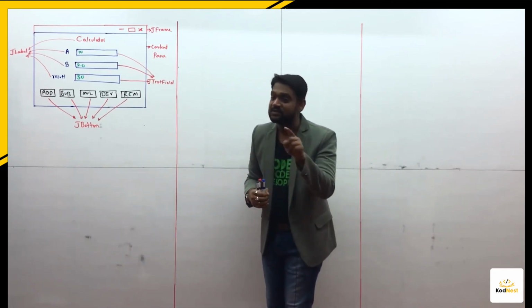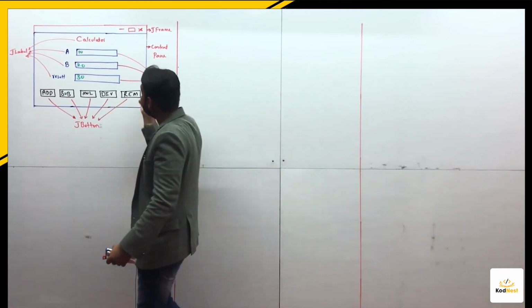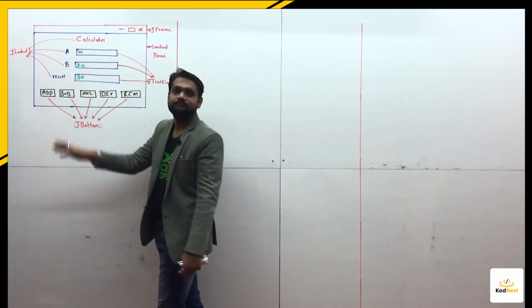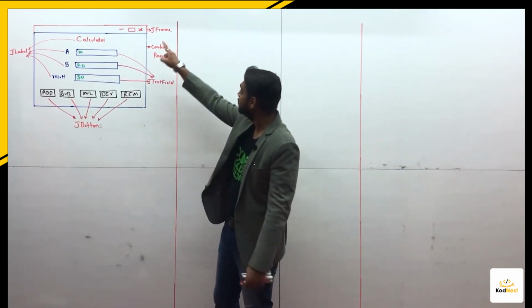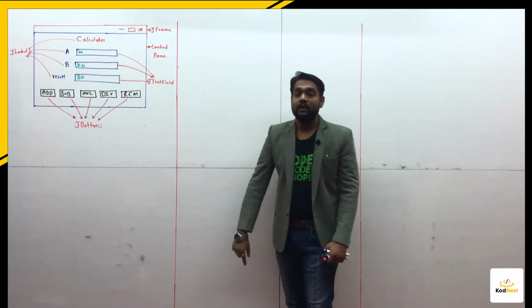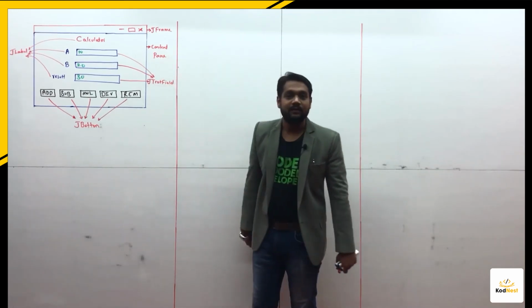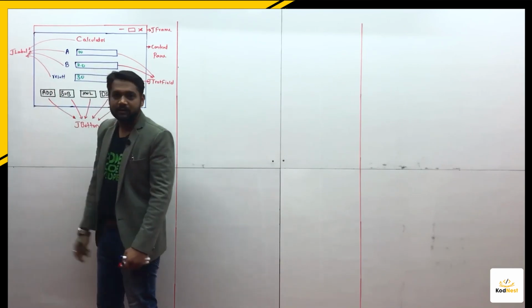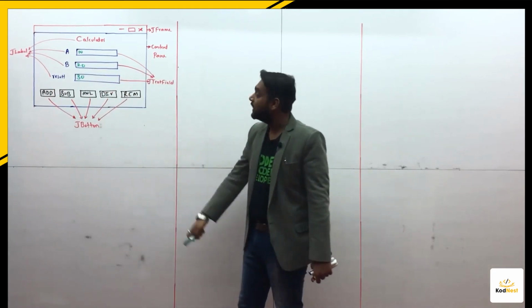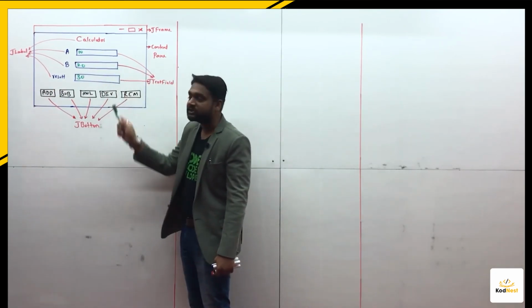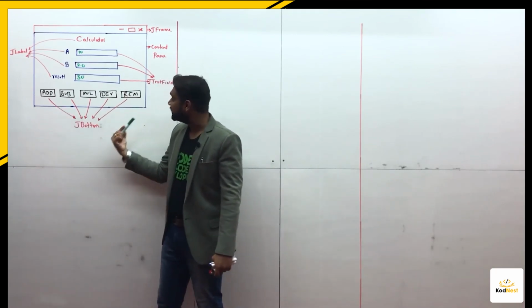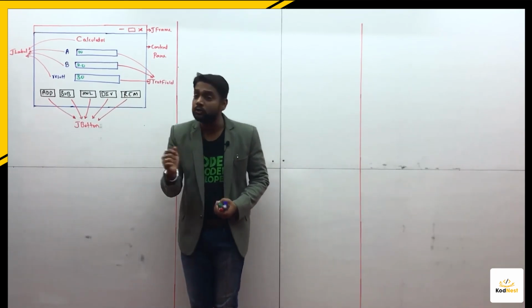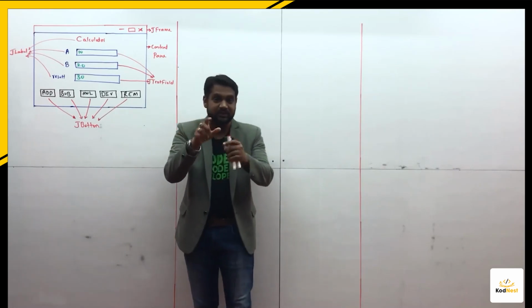Now the challenge is how to create this in Java. Means how to create J-frame, how to create content pane, and inside the content pane how to create all these components: J label components for the labels, how to create 3 text fields, how to create 5 buttons which are J buttons. How to create all these things is the first issue.